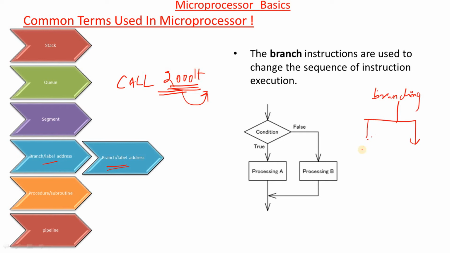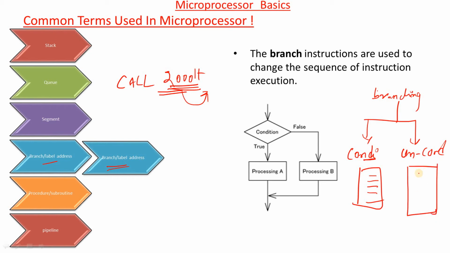Branching is classified into 2 types: conditional branch and unconditional branch. Conditional means if the condition is satisfied, it executes that particular program. Unconditional means without checking any condition, it executes that particular block of instructions.